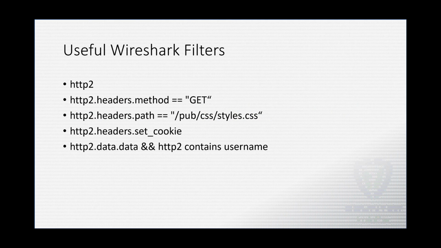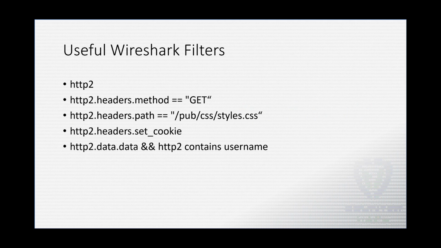Before I move on, though, I wanted to show you a couple quick Wireshark filters. Wireshark is nice in that it does have filters built in for HTTP2 now, which makes things really easy. For example, we could do http2.headers.method equals GET. If we wanted to get just HTTP2, we could type in just http2. We can specify a path, for example if we wanted to see styles.css.